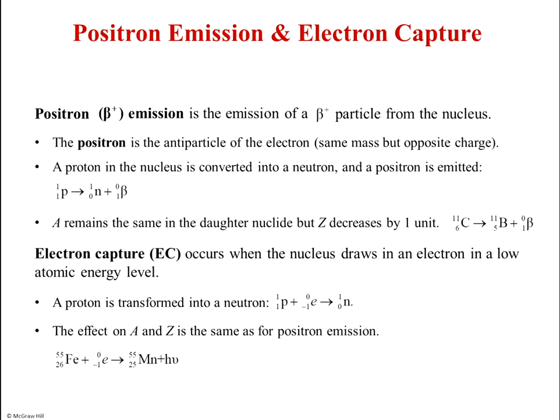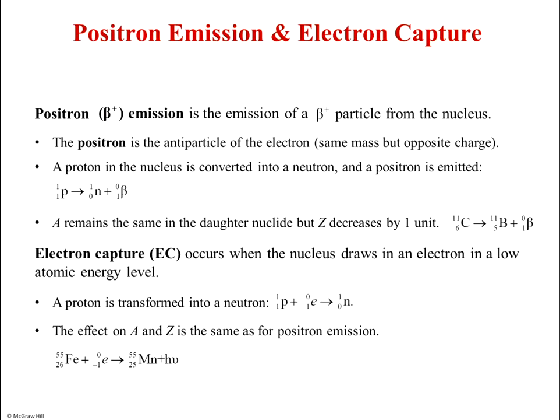Next, we have something called positron emission, which is the emission of a positron particle from the nucleus. This is the first time we've encountered that this year. A positron is the antiparticle of an electron, which has the same mass as an electron, but a positive charge. A proton in the nucleus, in positron emission, converts into a neutron, and a positron is emitted in this case. So here we see a proton converts to a neutron, and a positron comes out.